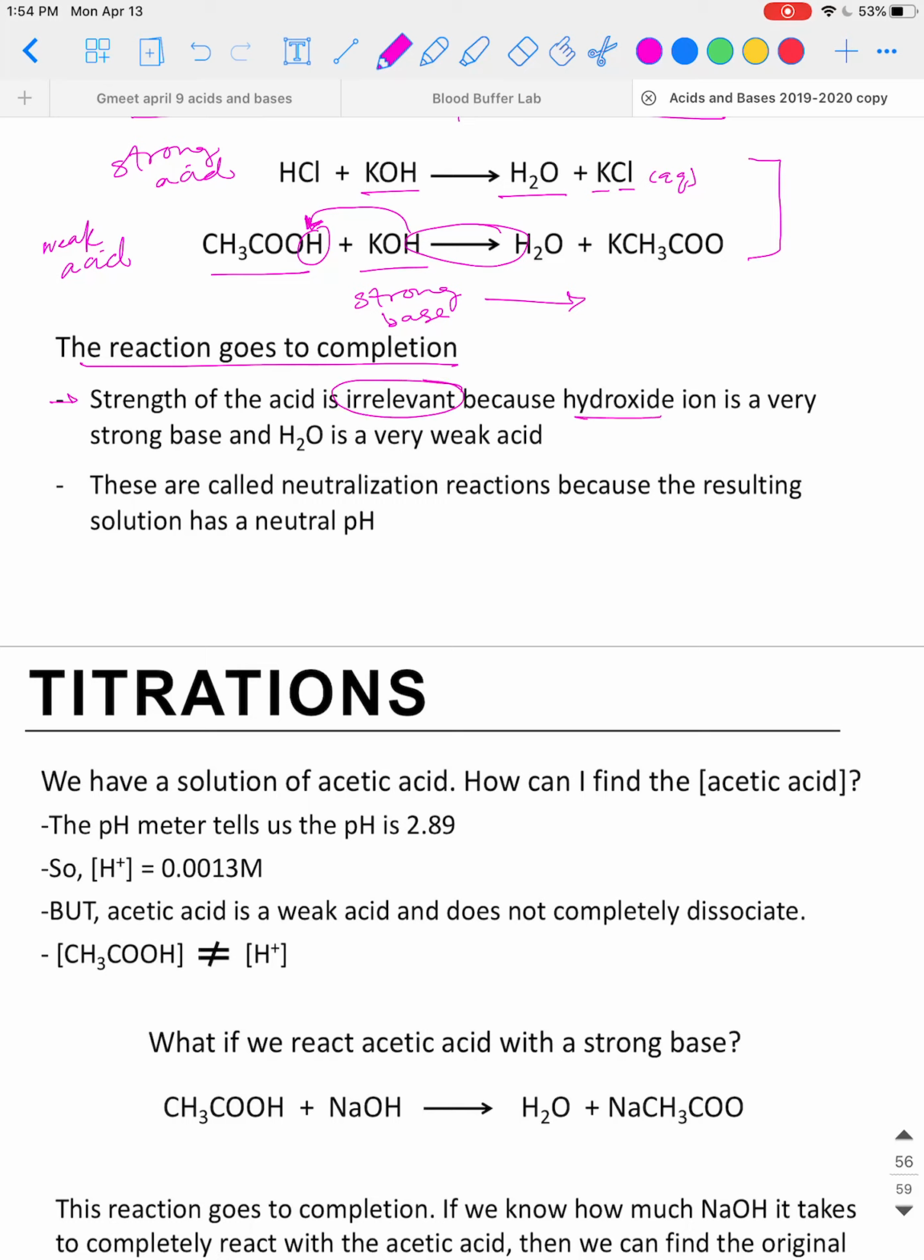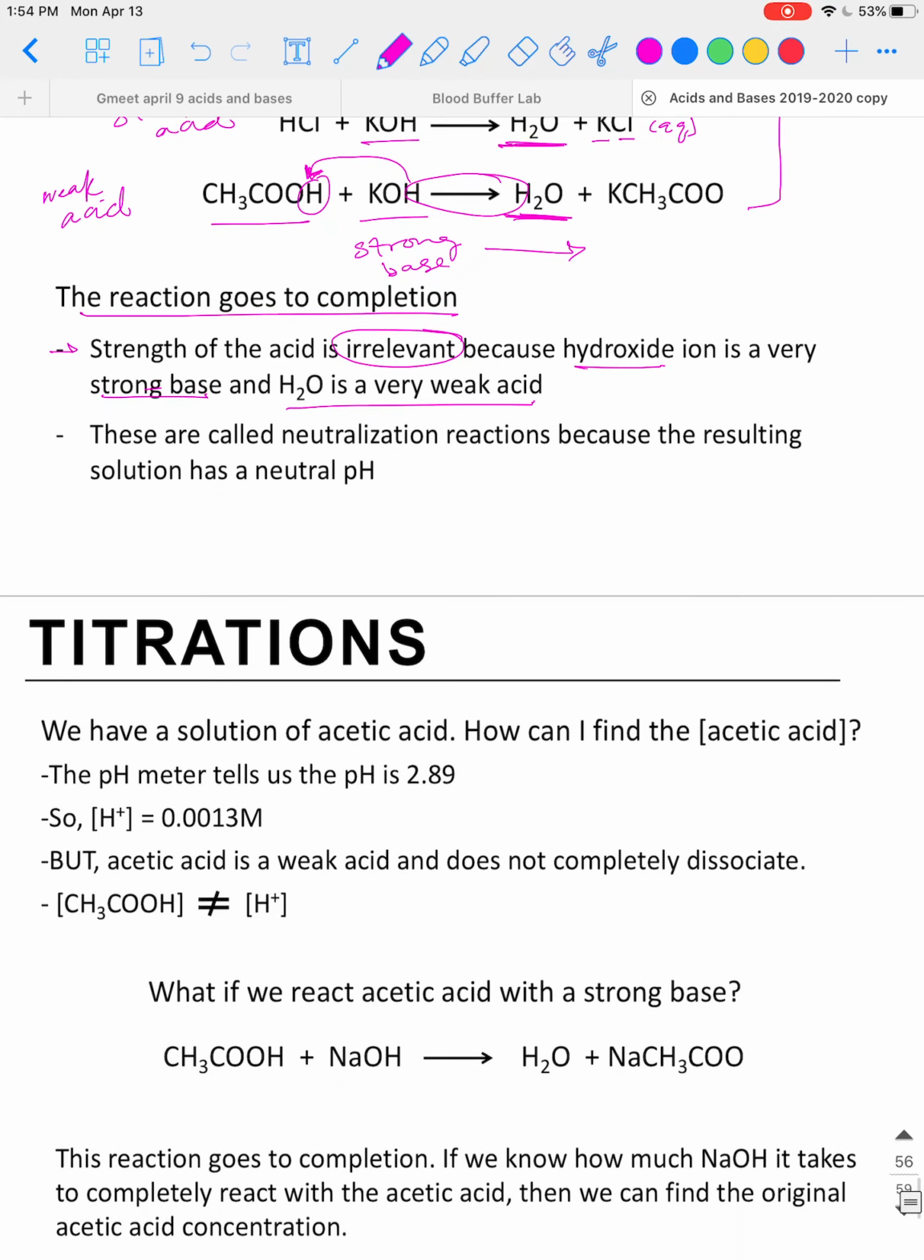I think these points are kind of what I just said. The strength of the acid here is irrelevant. It doesn't matter because hydroxide is a very strong base and water is a very weak acid. Okay, we're forming water, which is a weak acid. Remember, our products are also acids and bases. But because it's a weak acid, we're not going to get a reverse reaction.